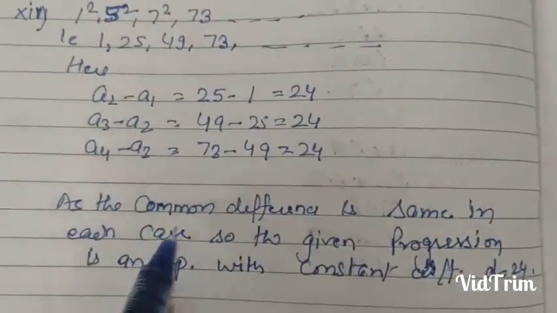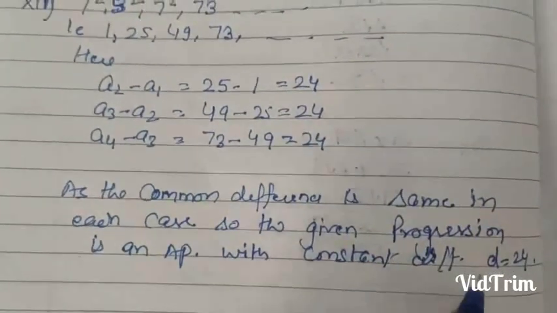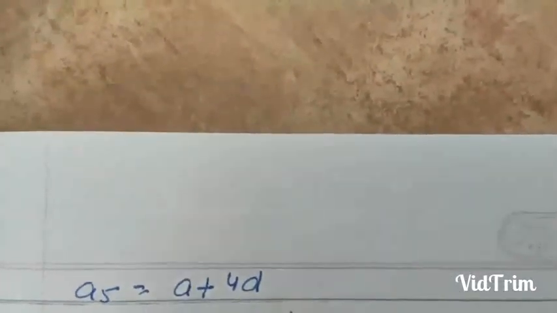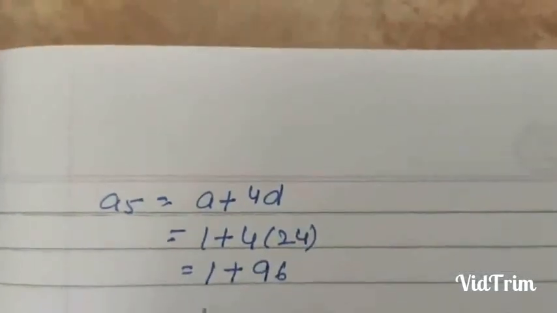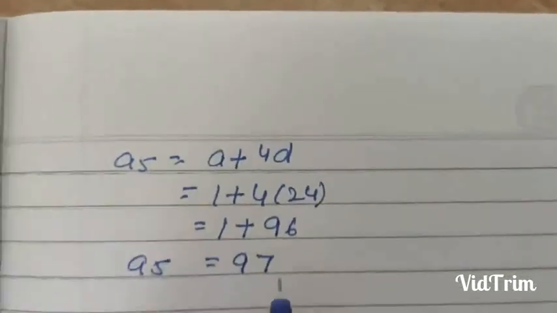So as the common difference is the same in each case, the given progression is an AP with the common difference d equal to 24. Now the next three terms would be a5, that is a plus 4d, and here a is 1, plus 4 into d, which is 24. So 1 plus 24 into 4 becomes 96, and 96 plus 1 becomes 97. So we find a5 is 97.